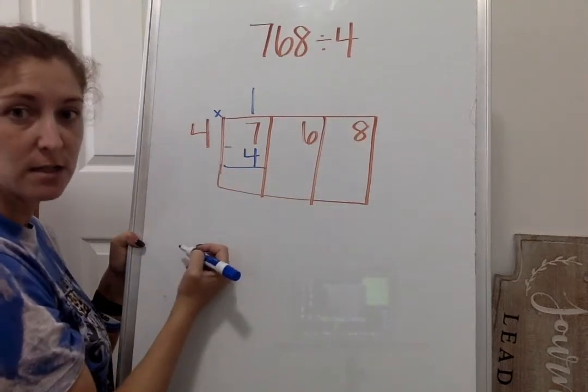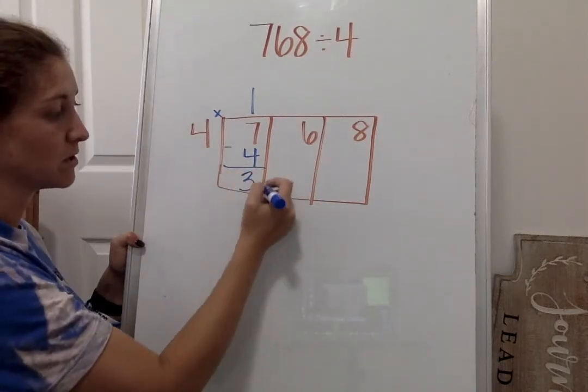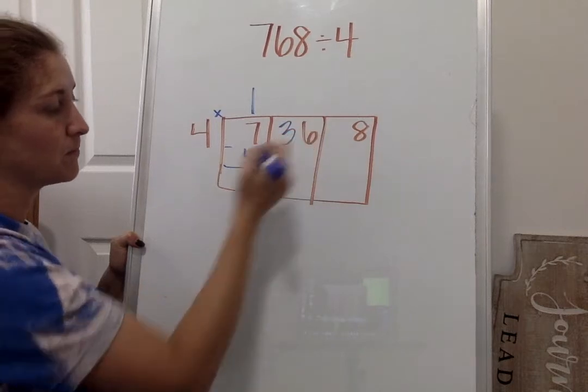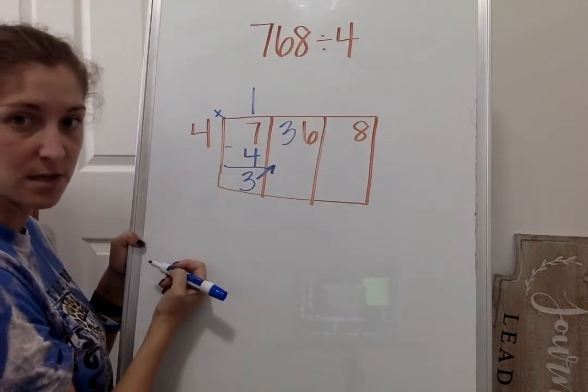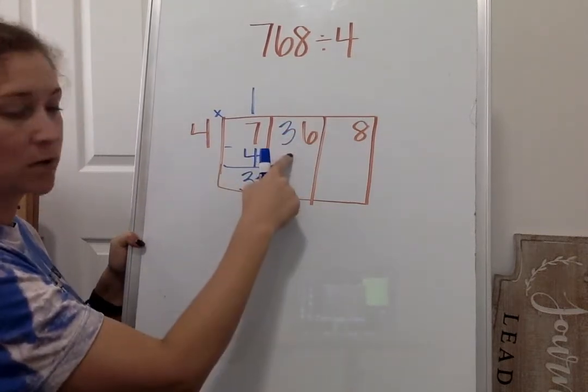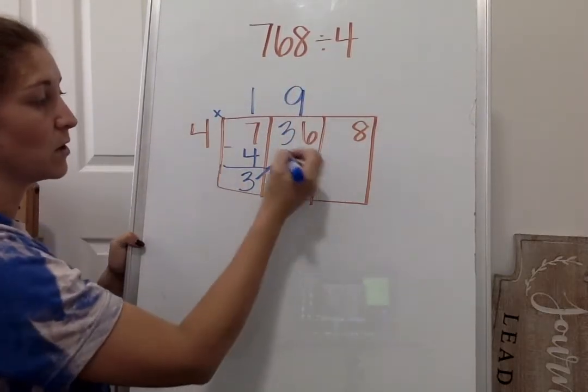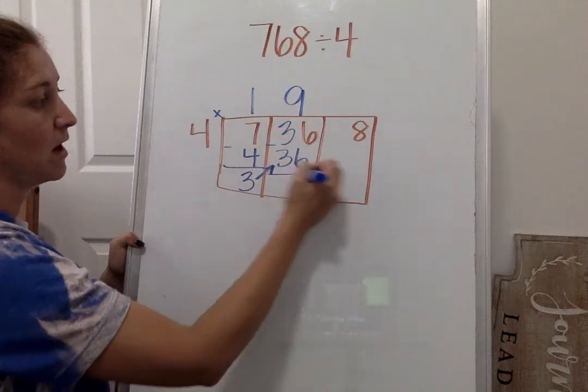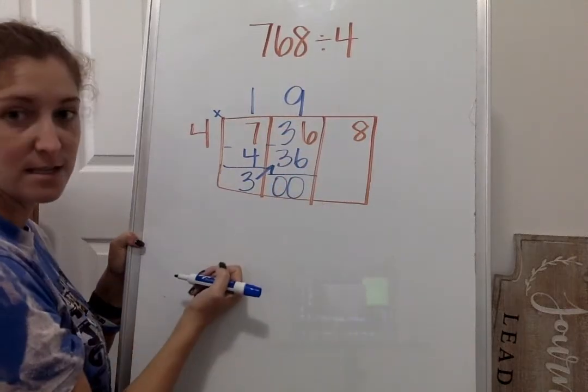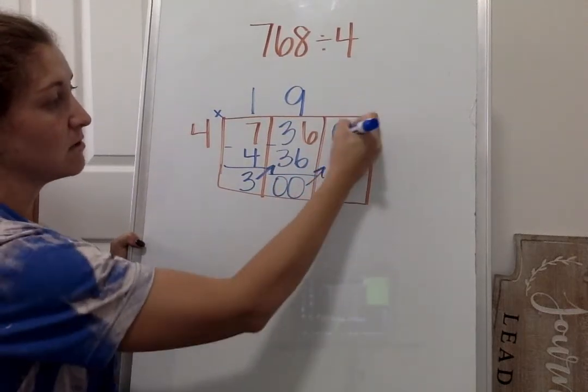I subtract. 7 minus 4 is 3. I bring it up and over. That gives us 36. 4 can go into 36 9 times. 9 times 4 is 36, and when I subtract, I get 0. I bring that 0 up and over.